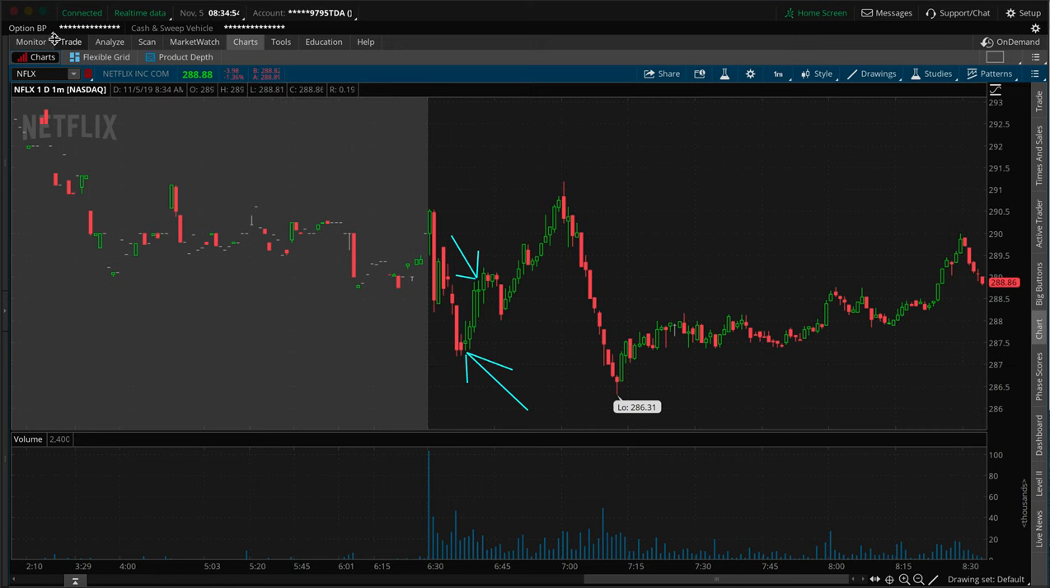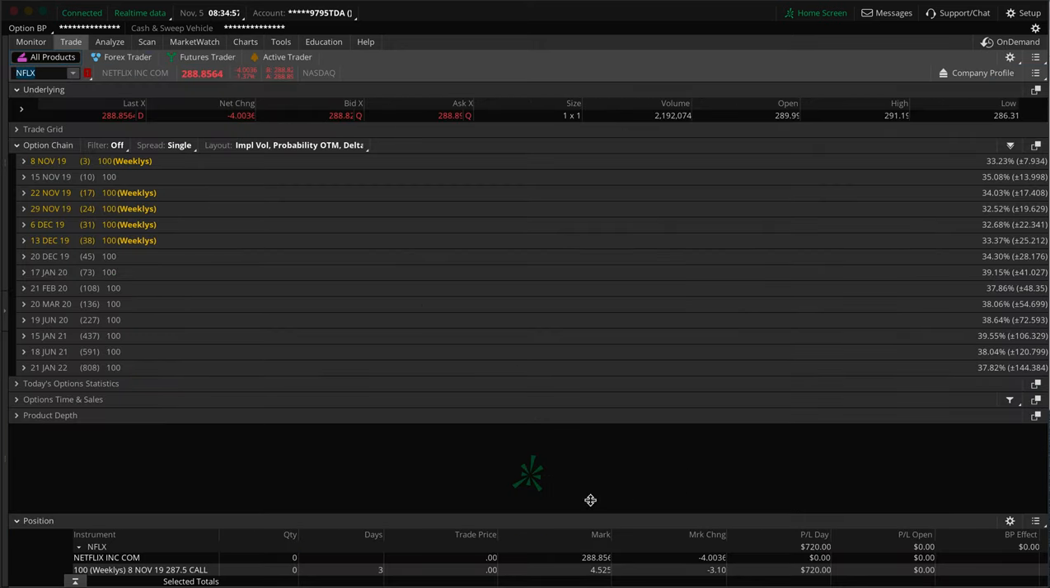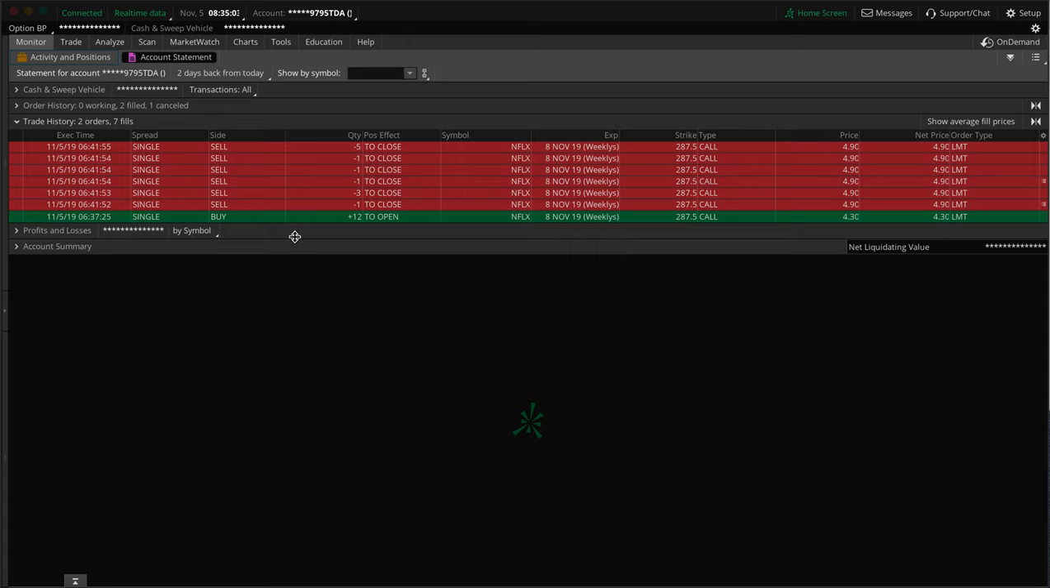I went in light size, about half the size that I normally would. So the trade cost only about $5,000, maybe $6,000. We'll do the calculations here in a second. We'll just do it right now. How about that? So obviously I got into the trade.